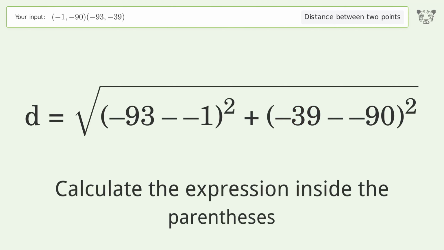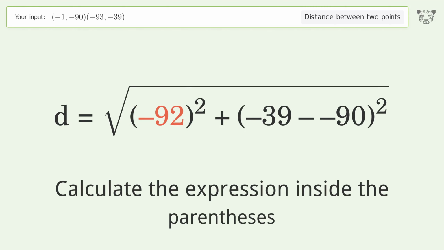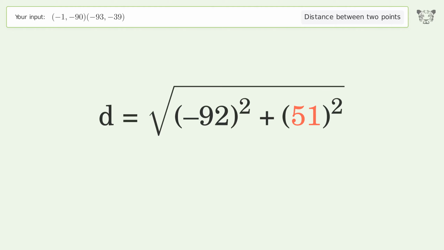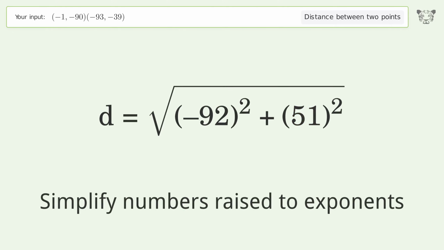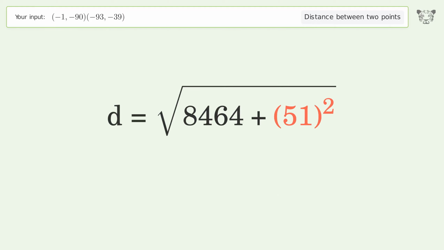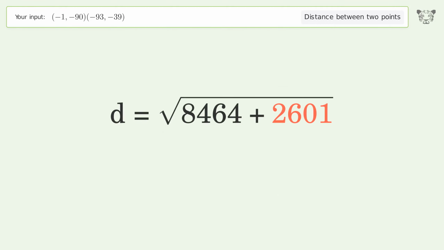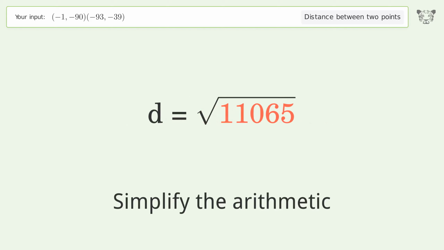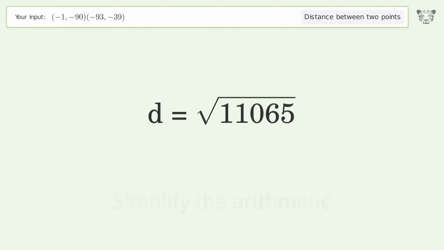Calculate the expression inside the parentheses. Simplify numbers raised to exponents. Simplify the arithmetic. And so the distance between the 2 points is the square root of 11,065 or 105.19.